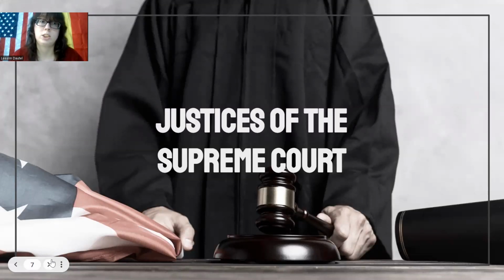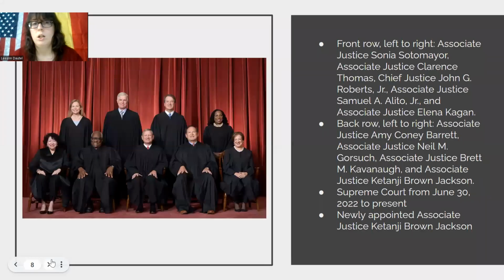So let's get into the justices of the Supreme Court in today's world. On the front row here, we have Associate Justice Sonia Sotomayor. Next to her is Associate Justice Clarence Thomas. Next to him is our Chief Justice John J. Roberts Jr. And next beside him is Associate Justice Samuel A. Alito Jr. And beside him is Associate Justice Elena Kagan.